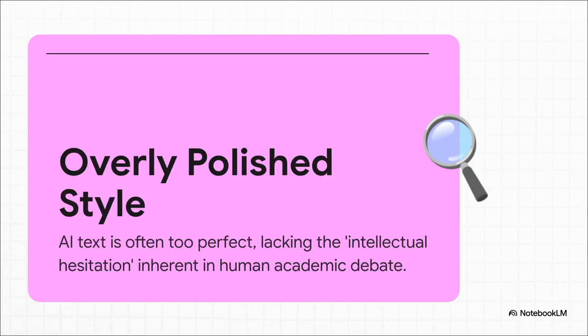Finally, there's the overly polished style. You know what I mean? Sometimes AI writing is just too perfect. It's so clean it's sterile. It's missing what I call intellectual hesitation. As researchers, we use phrases like "it seems to suggest" or "this could imply." We're careful, we're nuanced. AI, on the other hand, often just states things as fact. It completely misses that subtle art of academic debate.